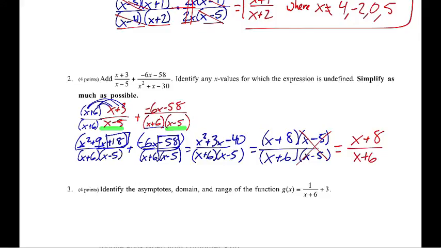Remember, it asks us to identify any x values for where it's undefined. And remember, it can't work in any of your denominators, so we had a denominator of x plus 6 and x minus 5, so x can't be equal to negative 6 or positive 5. And that's our answer.